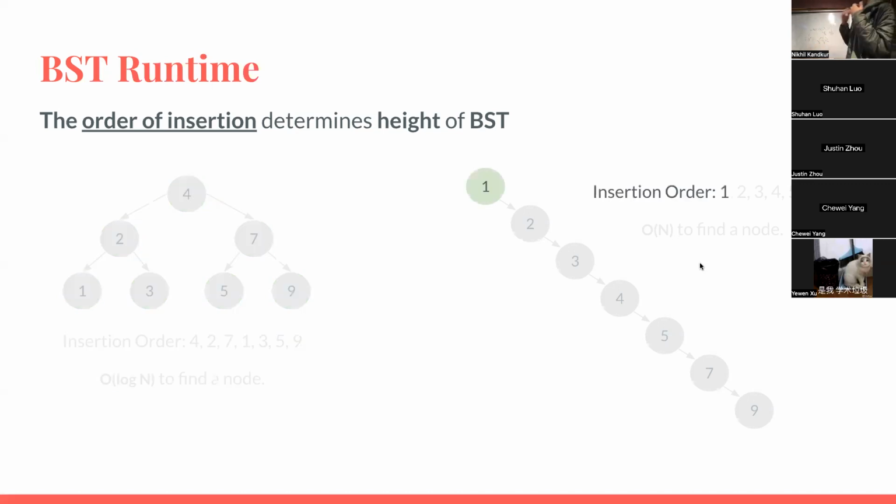But let's say we try to insert in a different order, right? We insert 1, then 2, and then 3, and then 4, and then 5, 7, 9, and so on and so forth. We get this really long spindly tree, right? And in this case, our height becomes n, right? So at most, it's going to take n steps to find any node. If we try to find the leaf node, it's going to take n steps, right? So that's why it's not so good. The height of our tree really affects the runtime, right?